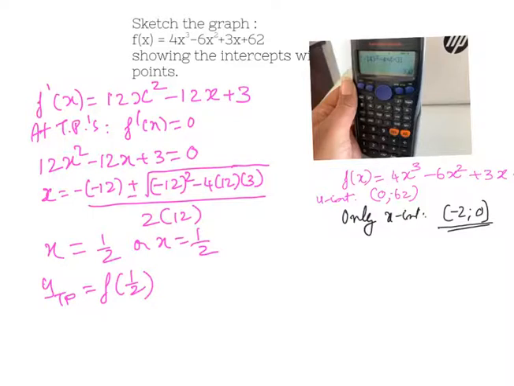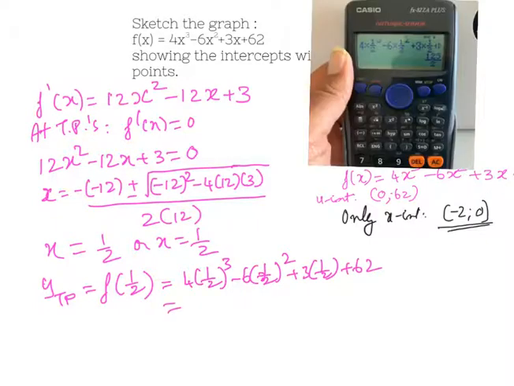So f of 1/2 will be equal to 4 times (1/2)^3 minus 6 times (1/2)^2 plus 3 times 1/2 plus 62. Now I type it in my calculator and I got 125 over 2. So I can write it as 62,5. 125 over 2 is 62,5.